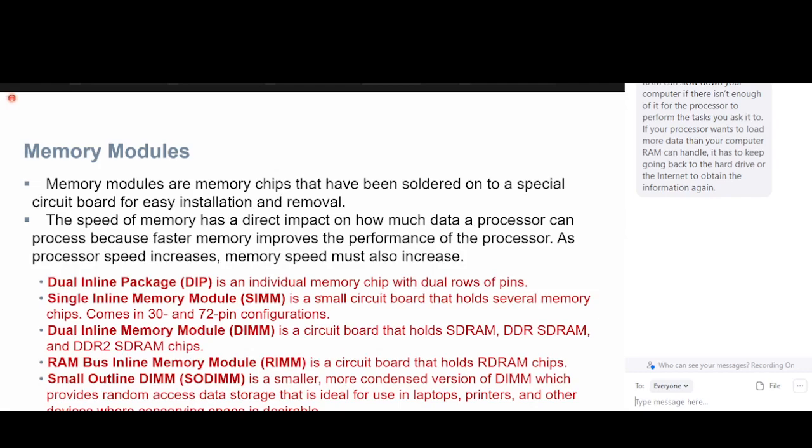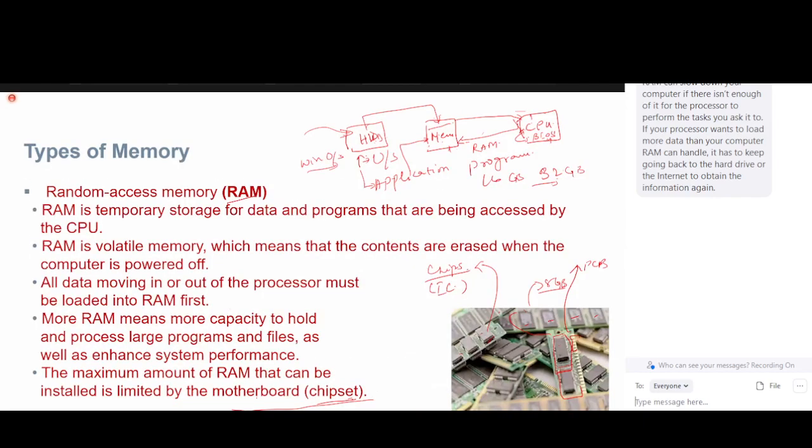Okay. So among the memory modules, the dual inline package, or DIP, is an individual memory chip with dual rows of pins. This is the DIP package. Have you ever heard about those modules? Do you know which memory modules your system has? No, ma'am. Well, you can find out. It's easy to find out.